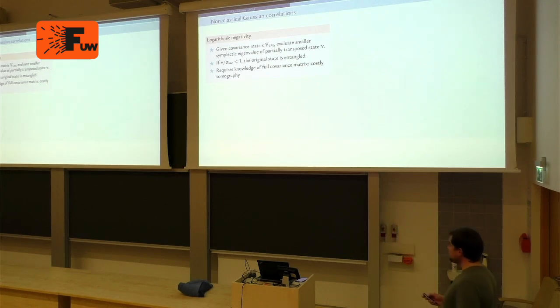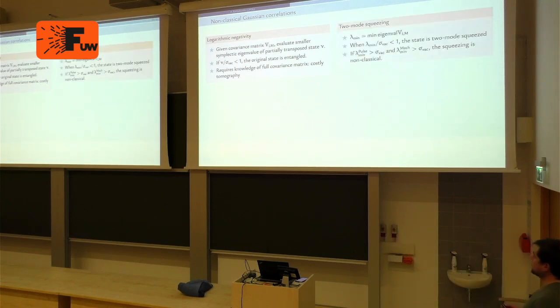On the contrary, what we came up with is that we can search for just the minimal eigenvalue of this covariance matrix. It has the advantage that it is a sufficient condition for non-classical correlations. If this minimal eigenvalue is less than the shot noise variance, then the state has some non-classical correlation.